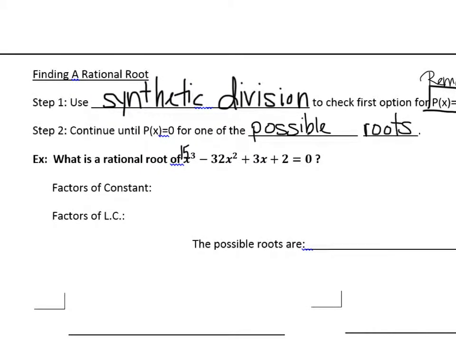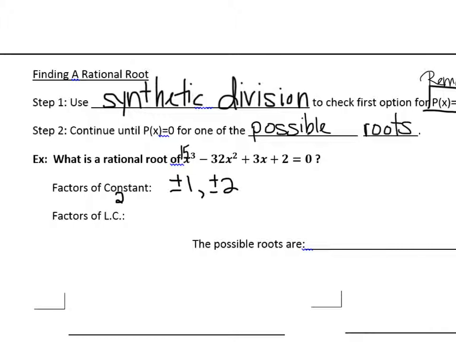What is a rational root of 15 x cubed? Well, the first thing we look for are factors of the constant. So our constant here, we look all the way through it until we get to the number all by itself, which is a 2. Well, what are factors of 2? 1 and 2. And again, we always put plus or minus.